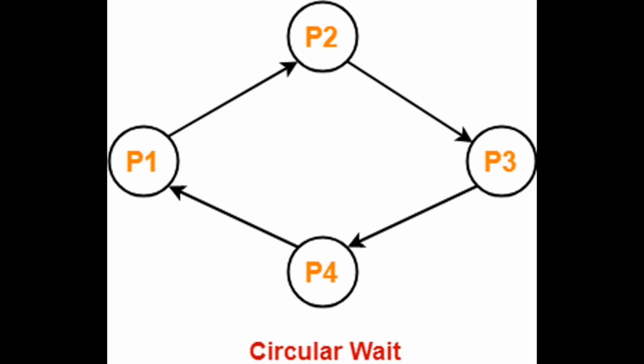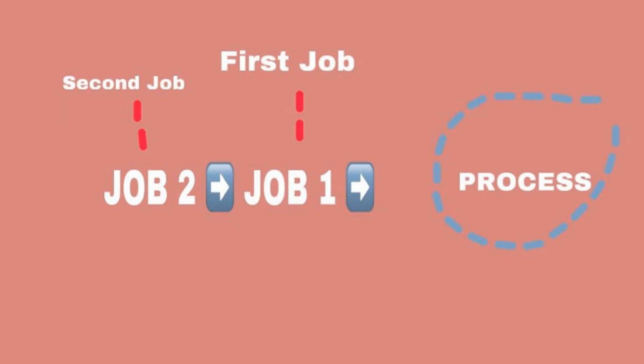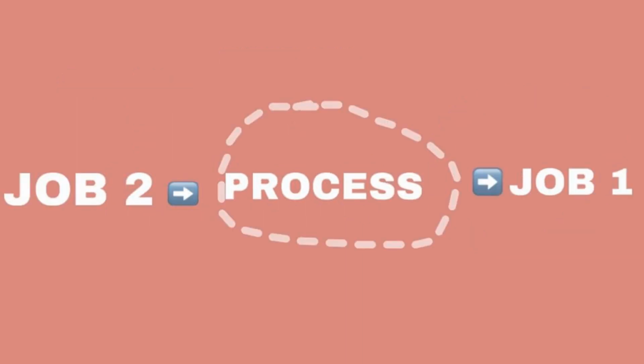Circular wait. It means each process is waiting to obtain a resource which is held by another process. For example, P1 waiting for P2, P2 waiting for P3, P3 waiting for P4, and P4 waiting for P1. No preemption. It means a resource cannot be preempted. For example, it will process the first job that comes until done before starting a new job.